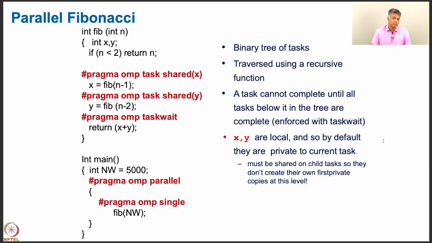We then have, in the main program, a parallel section which calls the Fibonacci function, and the tasks are bundled by a single thread which is just fib. So, here a task cannot complete until all the tasks below it in the tree are complete, which is enforced by the taskwait. And x and y are local, so by default they are private to the current tasks.